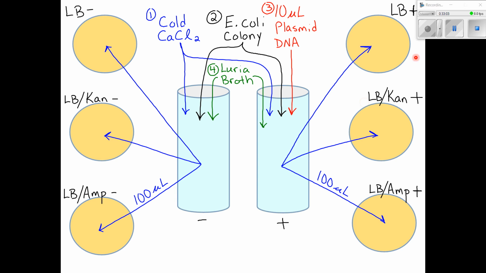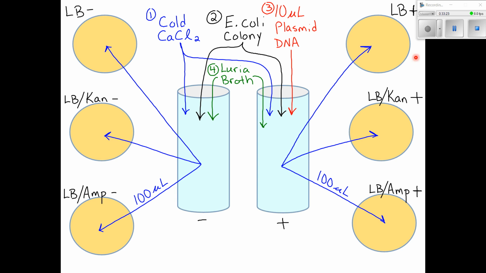So in this experiment, you are literally going to genetically modify some living E. coli cells. You're going to introduce a gene into the E. coli cells that will give them a phenotype that they did not previously have.